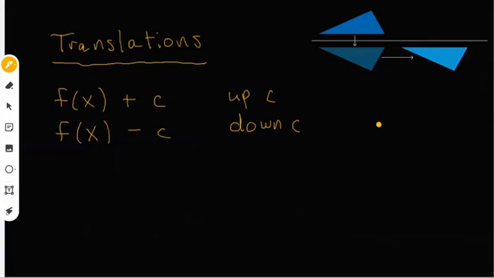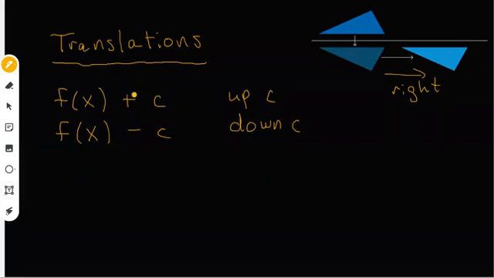So that's the way you think about moving something up and moving something down. But over here in this picture, notice that we're moving to the right. So it's not like we're moving up or down. We're actually either going to the left or the right, at least in this picture. So let's talk about those.